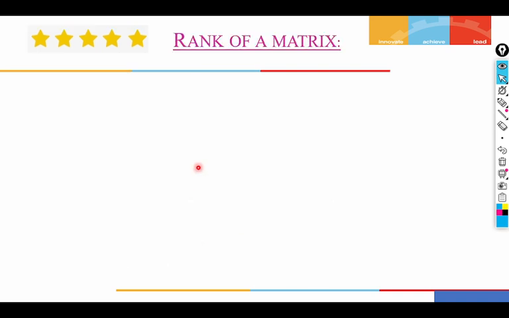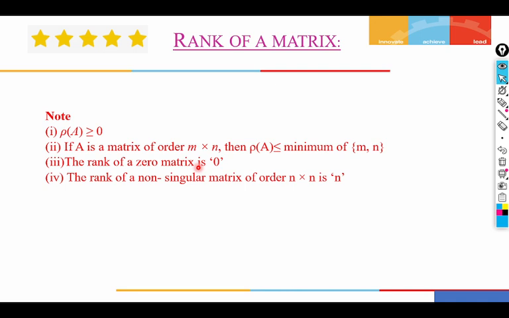So here are a few important properties of rank. The rank of a matrix is always greater than or equal to 0. Only the null matrix has rank 0. If we have a non-singular matrix of order n, it means the largest non-zero minor is of order n, because non-singular means non-zero determinant. Hence the rank is n.